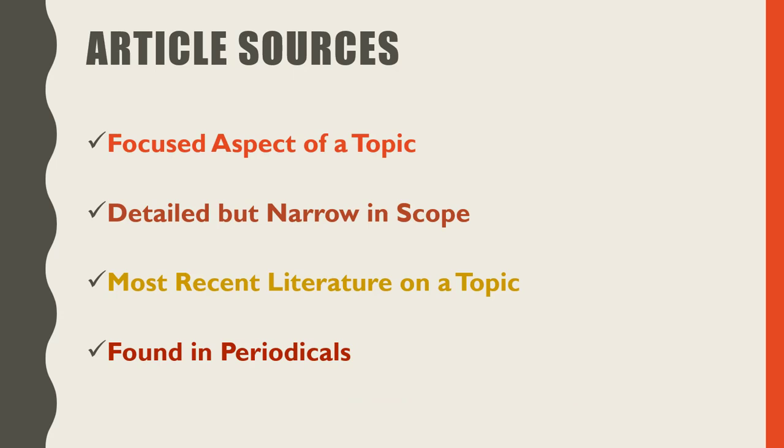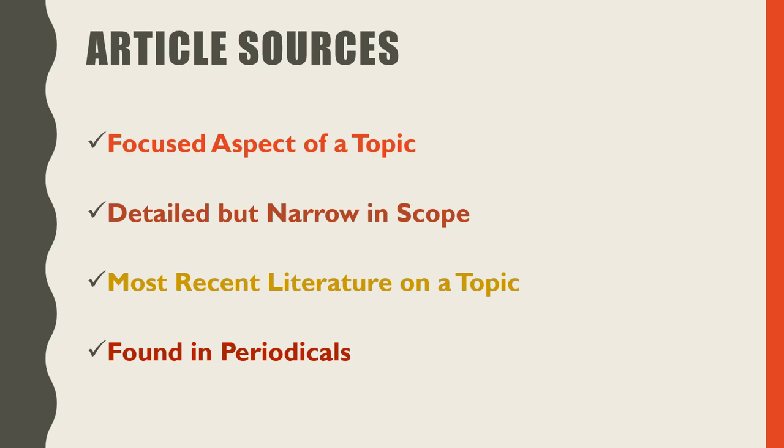Articles differ from books in that they address a very focused aspect of a topic. They can be detailed, but very narrow in scope. The most recent literature on a topic is found in a periodical before the information would ever be found in a book, because books are going to look at the overall significant impact of the article literature as a whole. Not every article is necessarily going to have that kind of impact on a broad topic.